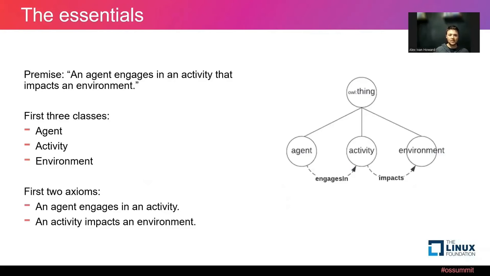Now, from this premise, we can see that the ontology must at least have the following three classes: one for agents, one for activities, and one for environments. And the axioms that go with them are, firstly, that an agent engages in an activity, and secondly, that an activity impacts an environment. This is obviously not enough. So now let's look at each of these three and ask, what more do we need to add to the ontology to be able to understand and describe these entities better?